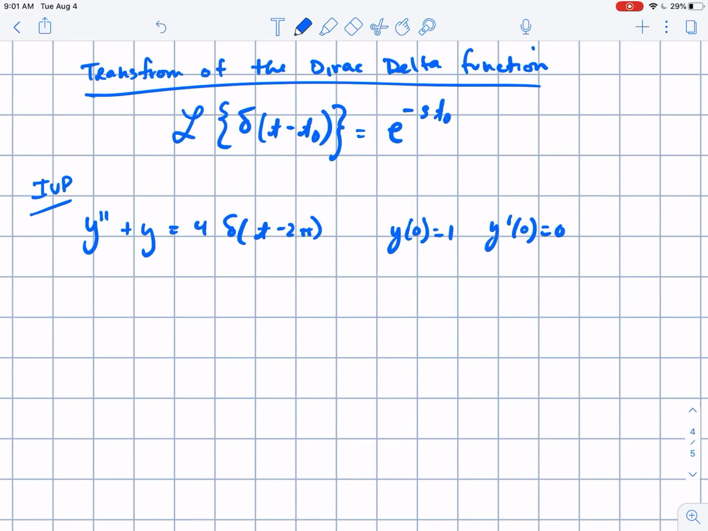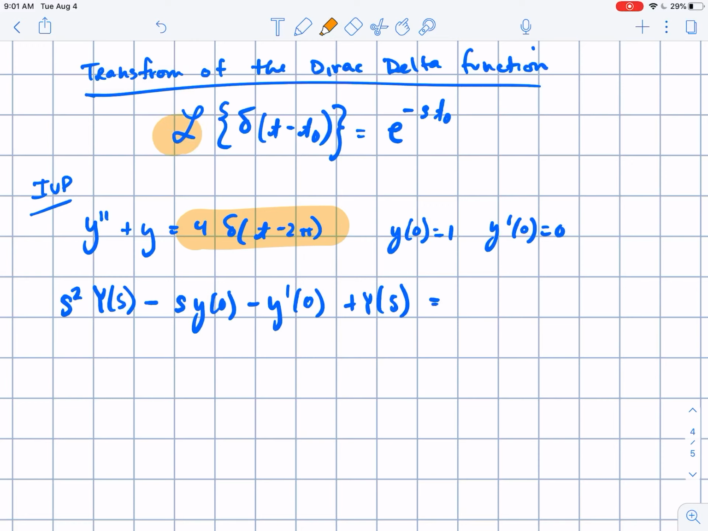and again, so let's apply the Laplace transform. So I'm going to get s squared capital Y of s minus s y of 0 minus y prime of 0 plus y of 0 equals, now the Laplace for this, we're just using that new notation I got, so it's 4e to the negative 2 pi s.